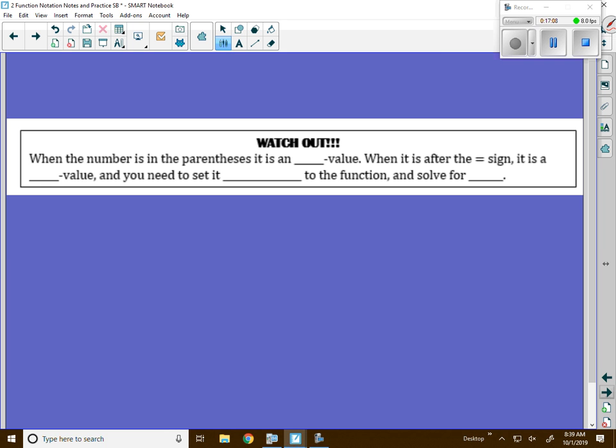So right here, a little explanation. When the number is in the parentheses, it's an x value. When it's after the equal sign, it's a y value. Like I said, f of x is the same thing as y. And you need to set it equal to the function and solve for x. So in that last one, we solved for x instead of y.